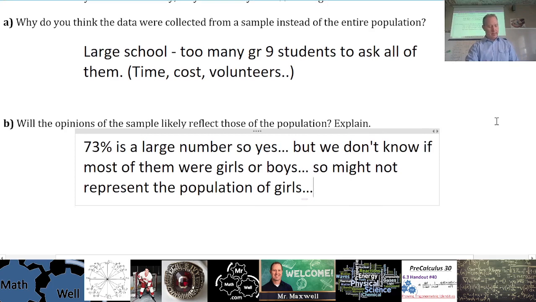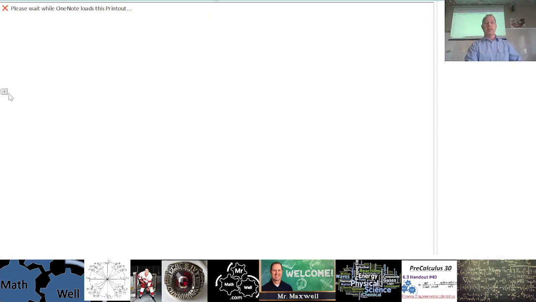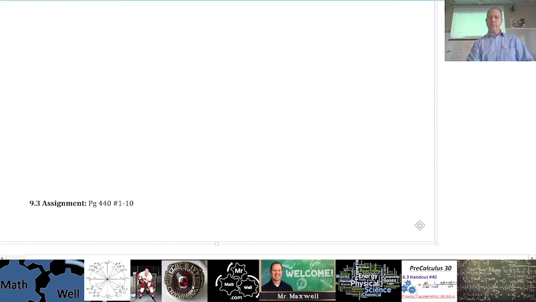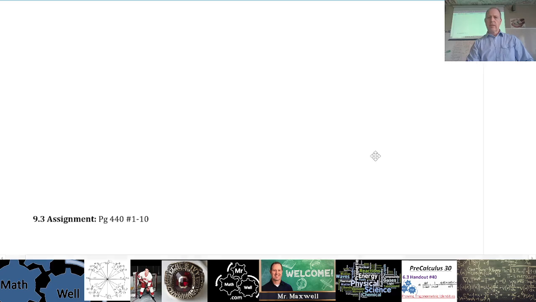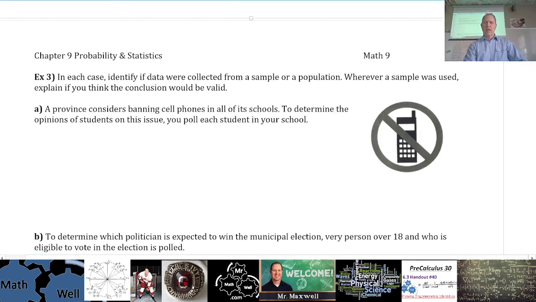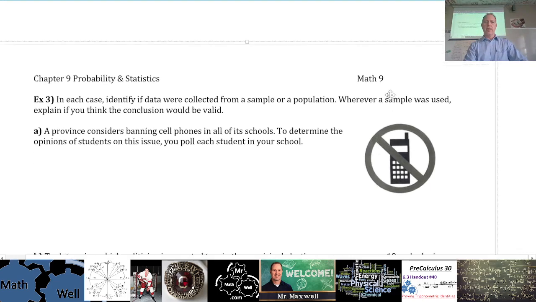All right. Next page. Let's see. Okay. Example 3. In each case, identify if data were collected from a sample or a population. So that's what we want to identify here first. Just going to make this a bit bigger for us to see. And explain if you think that conclusion would be valid or not.